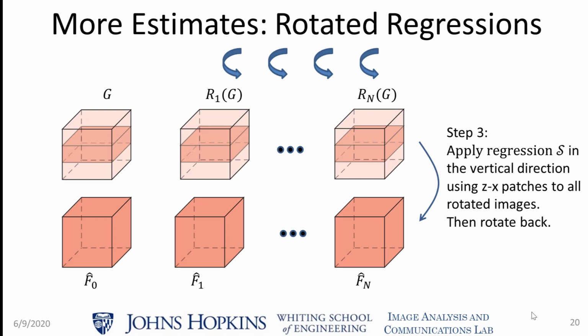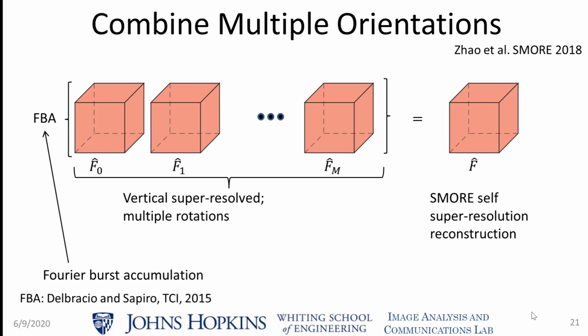The same thing can be done when we're actually applying the trained network. We don't have to apply it in the ZY plane. We can apply it in any plane that we want, so we can rotate the image around the z-axis and apply that regression. What this gives us is a series of estimates that are going to be subtly different, and we need to combine them. We chose to combine them in Fourier space, using a technique called Fourier burst accumulation, which was reported for super resolution in cameras that have multi-shots, and you can combine those multi-shots to get a higher resolution version of what you're imaging. So it ends up producing one self-super resolution reconstruction from that image.